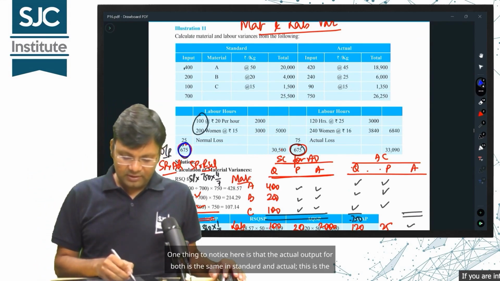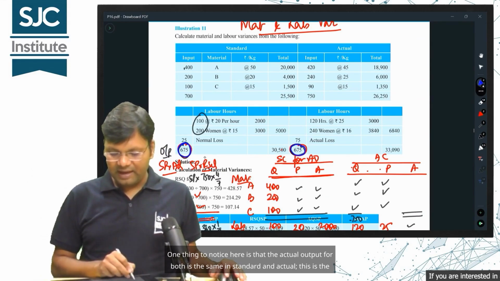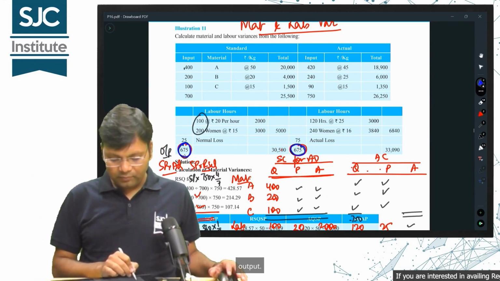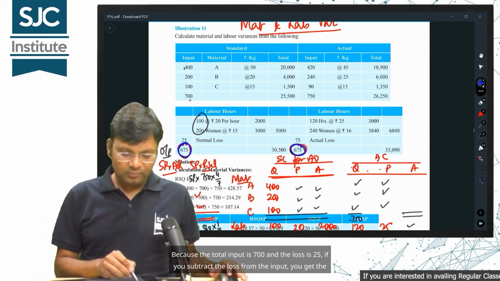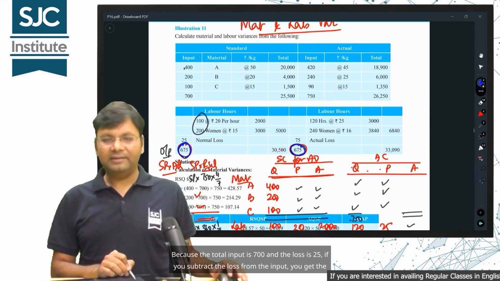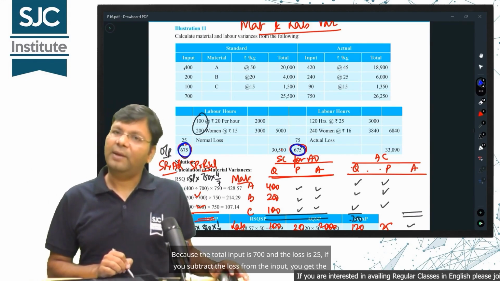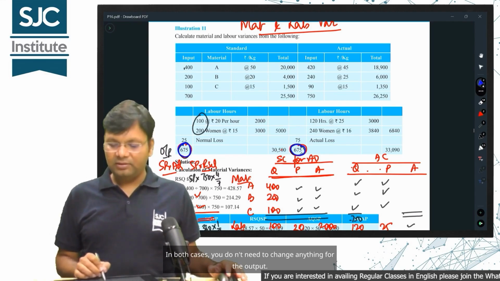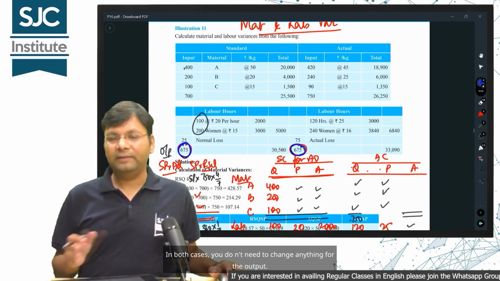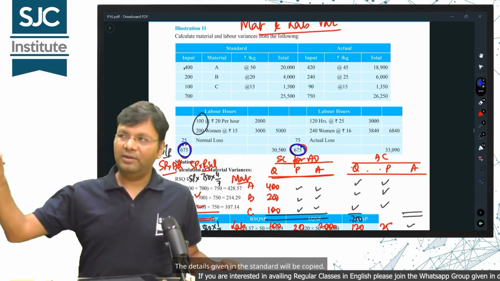One thing to notice here is that the actual output for both is the same in standard and actual. This is the output. How do we know this? Because the total input is 700 and the loss is 25, if you subtract the loss from the input, you get the output. In both cases, you don't need to change anything for the output. The details given in the standard will be copied.